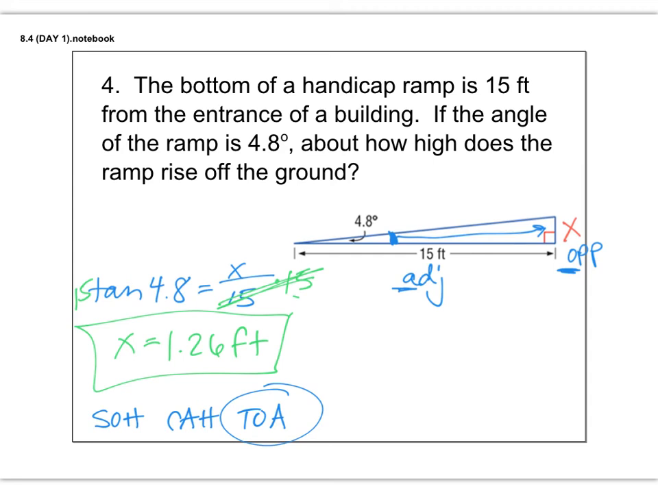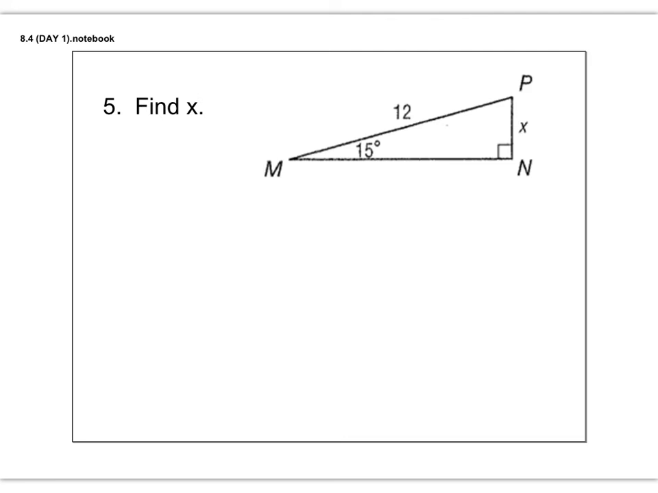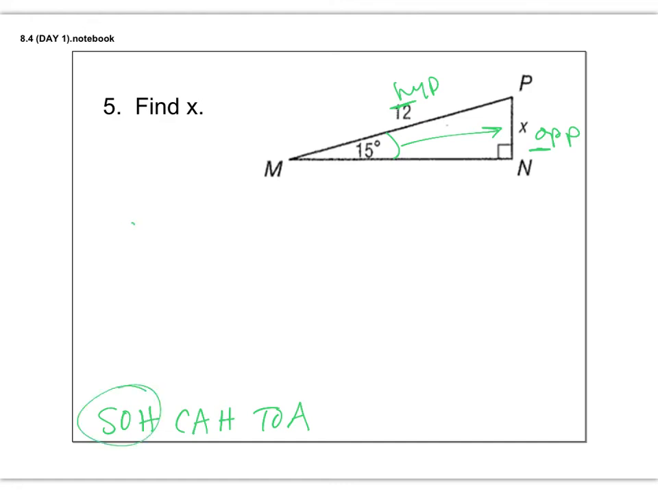All right, we have one left. Go ahead and pause now and see if you can do this one on your own. Your angle is 15, x is the opposite, 12 is the hypotenuse. Think about SOHCAHTOA and choose the one that has the O and the H. O and H go with SO, and S stands for sine. So sine of 15 equals x over 12.